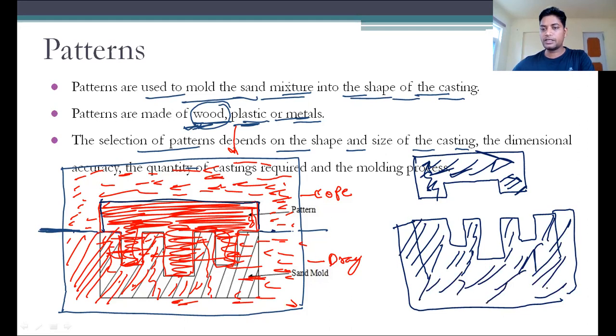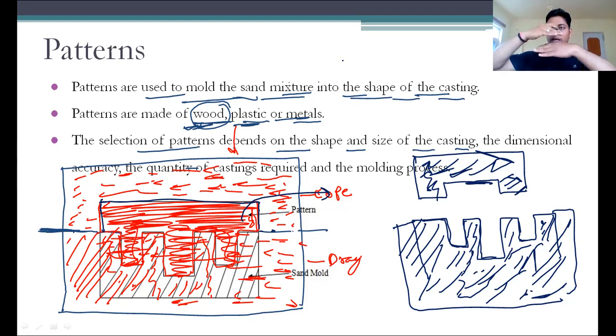It will look like this, with the molding sand. So this is the drag part. This blank space is the pattern space, created by the pattern that we used. Now why are we keeping it aside? Because we have to remove this pattern from here. Once the pattern is removed, the shape will be like this only. Then we keep it again, one over the other.